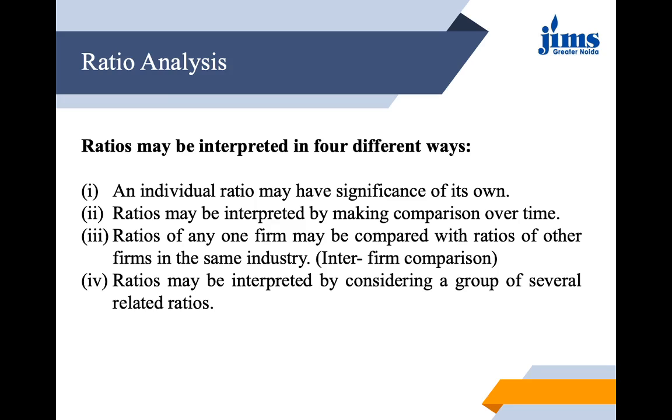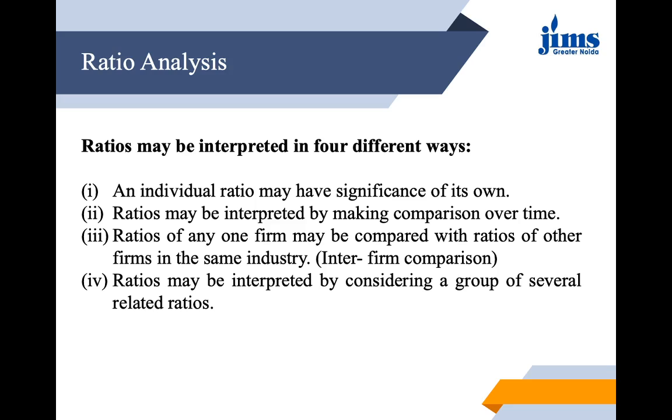If a person is investing 100 rupees, he is able to get a 25 rupees profit from it. So this particular ratio is self-interpretive, meaning the ratio has its own significance and interprets the result without any further interpretation. Right. Second way, ratios may be interpreted by making comparison over time.